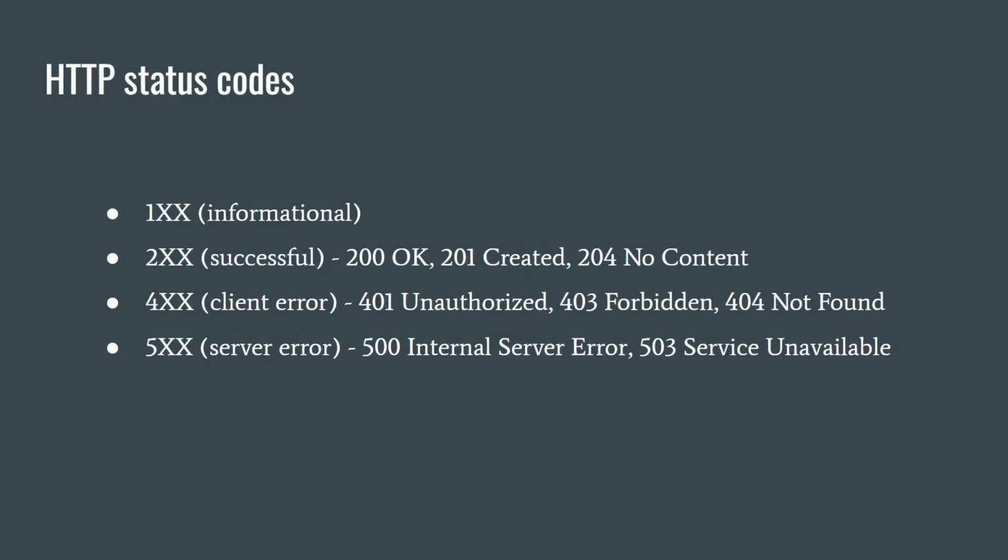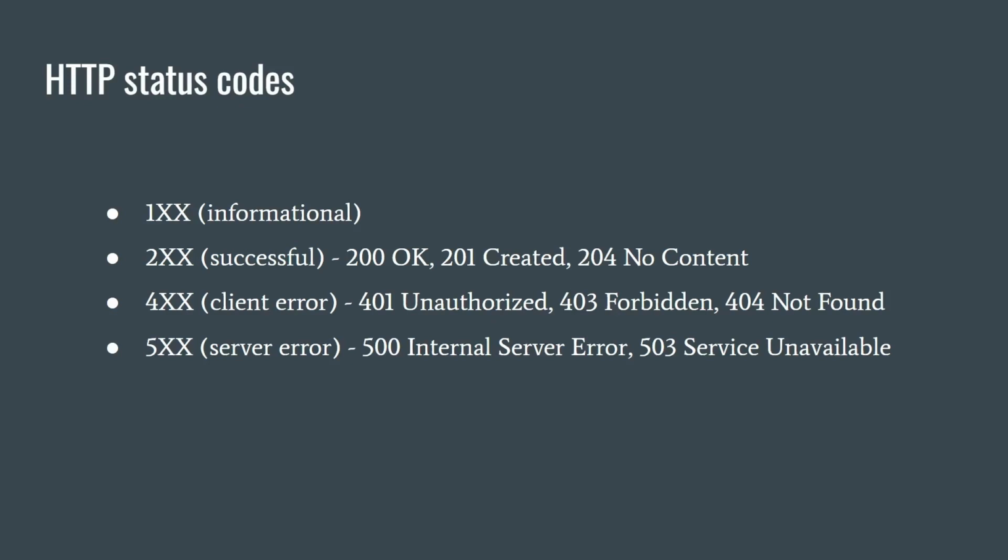Let's talk about status codes. 100 means that we got an informational status code. 200 means that something completed successfully. The most commonly used ones are 200 OK, 201 Created, and 204 No Content. So that is something that you are going to see very often.